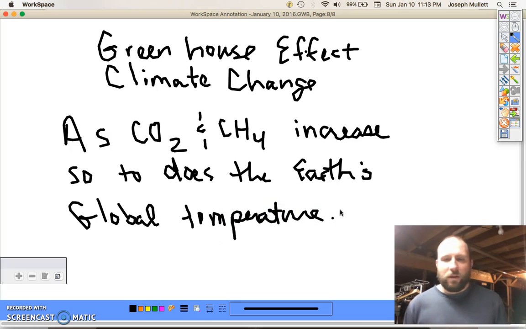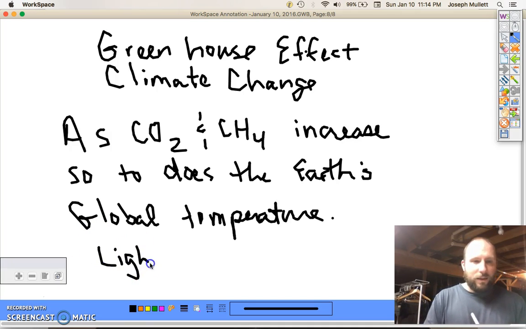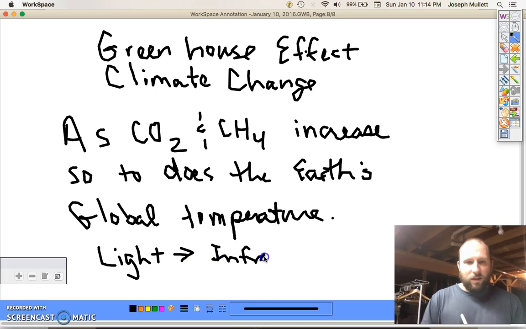All right, there you go. That should be all I've got for you today. Go ahead and pause the video so you can get this little bit here, greenhouse effect and climate change. This is a very, very bare bones description of it. Light comes in, infrared is a combination of released and trapped.